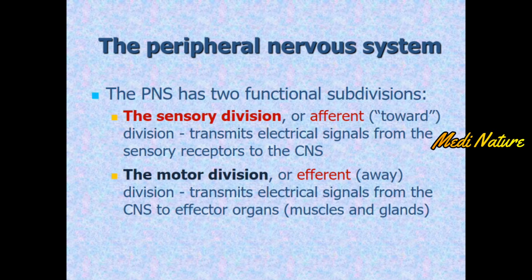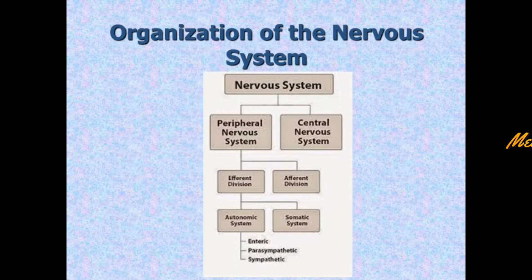The motor division transmits electrical signals from the central nervous system to effector organs such as muscles and glands. As the motor division transmits electrical signals from the central nervous system, it is also called the efferent division, which gives the meaning of away from the central nervous system. So in this way, the peripheral nervous system divides into two main functional parts: the afferent division or the sensory division, and the efferent division or the motor division.